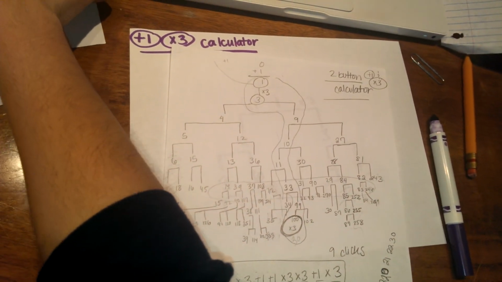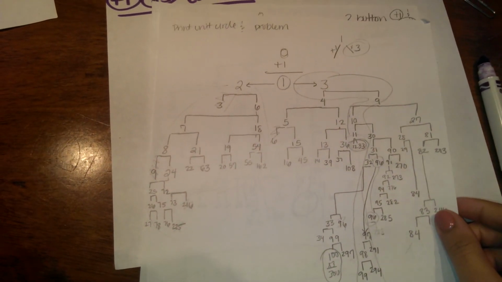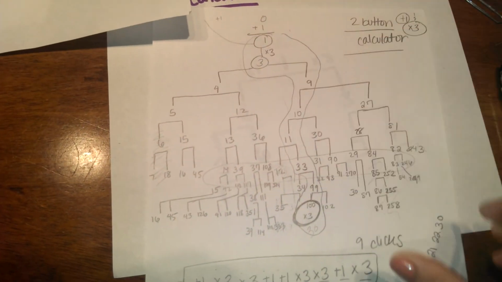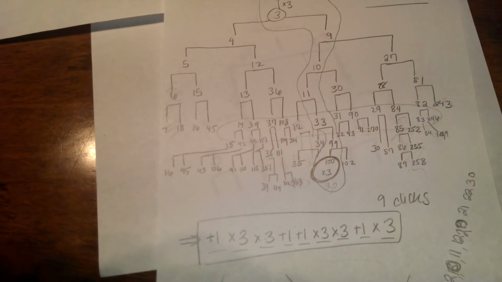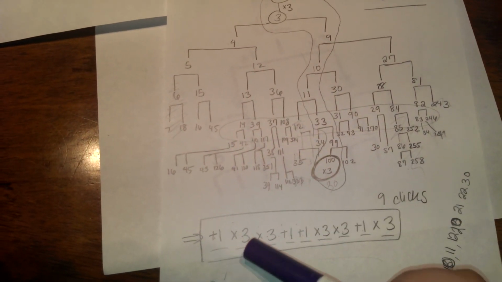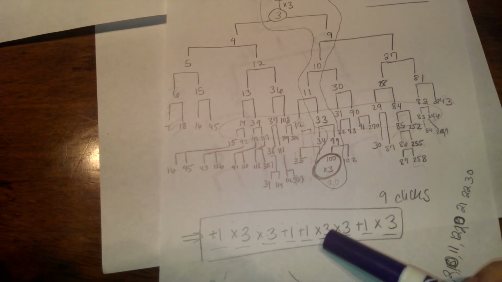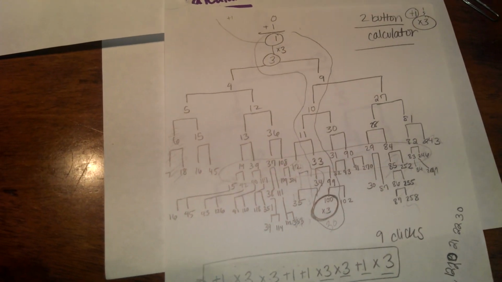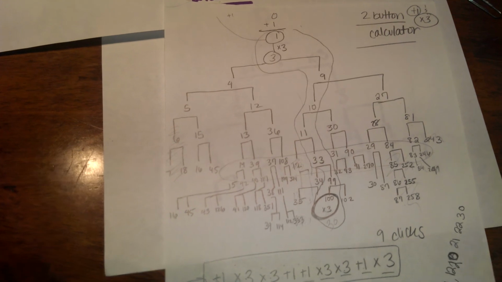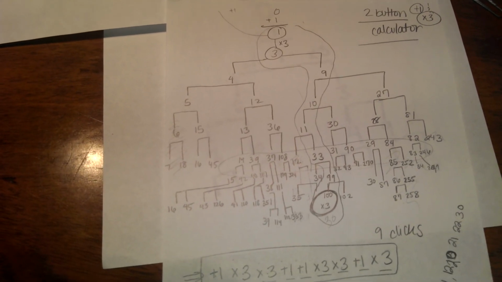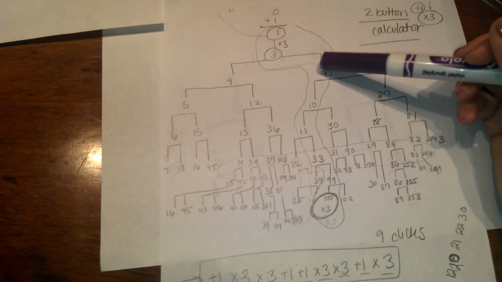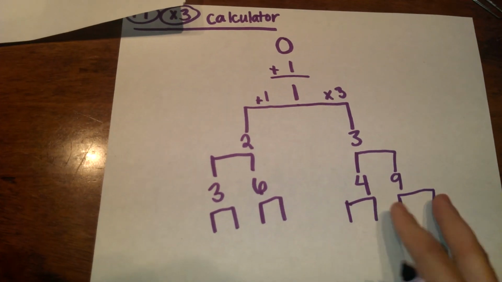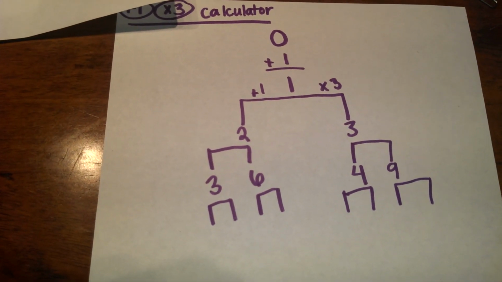I did list all of the possible outcomes, and I eventually found that the fastest was 9 clicks. It consisted of plus 1, times 3, times 3, plus 1, plus 1, times 3, times 3, plus 1, times 3. Since I listed every single procedure that you could go through, I found that this was the fastest way you could obtain it: 9 clicks. This clearly isn't the only possible method, but this is the method I chose.